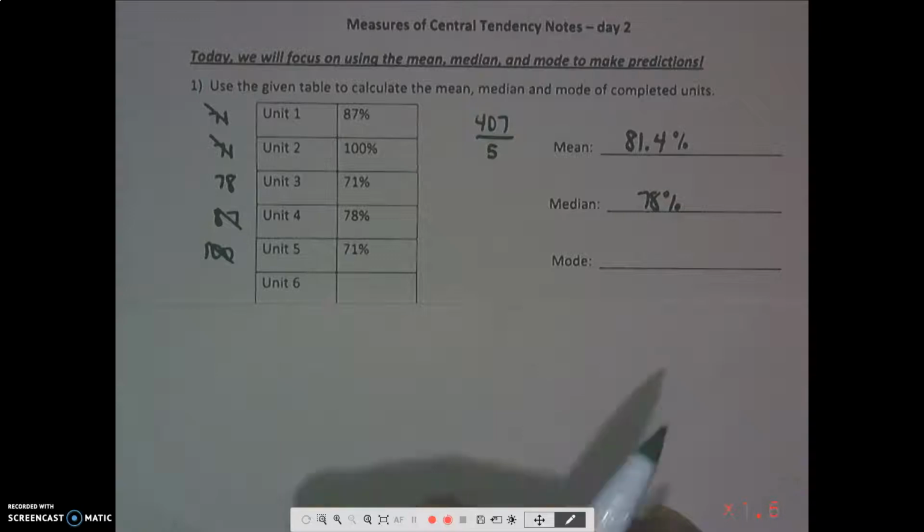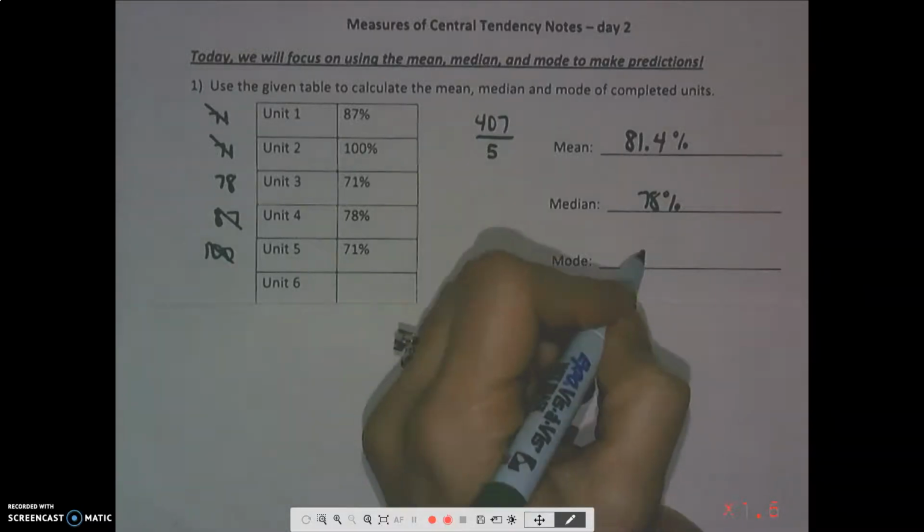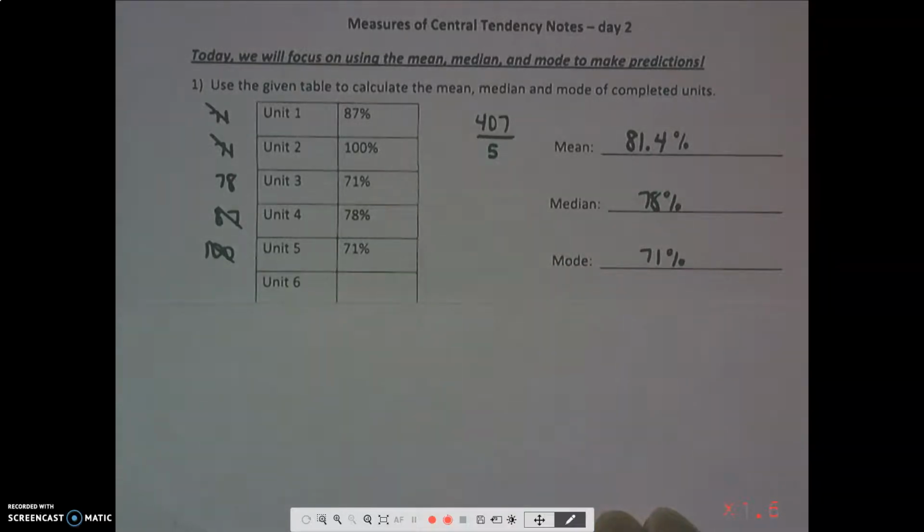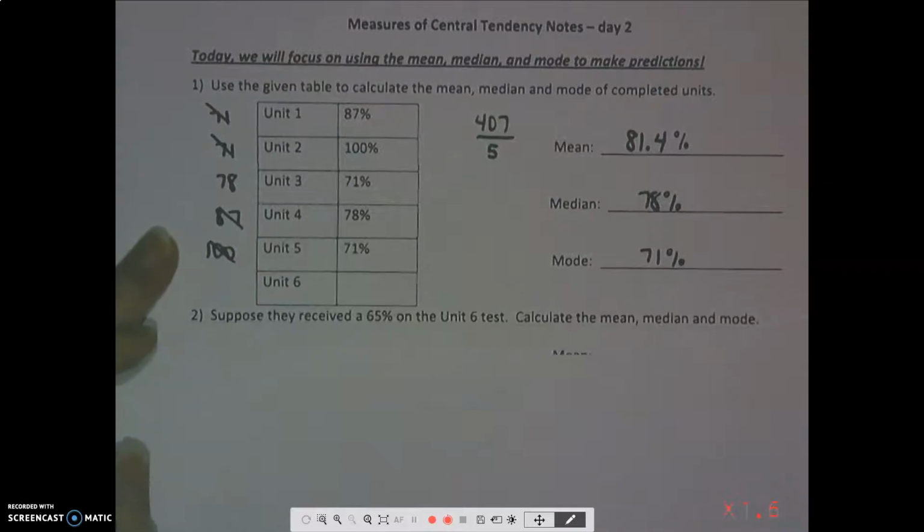And then the mode is the one that's most common. So we got 71% 2 times, and all of the other percentages we just got once. All right, so there is the mean, median, and mode for that.